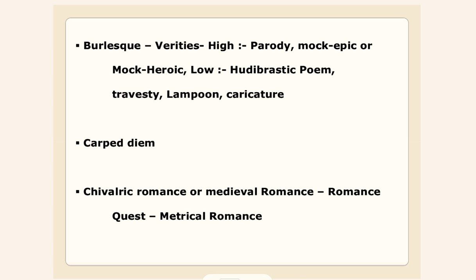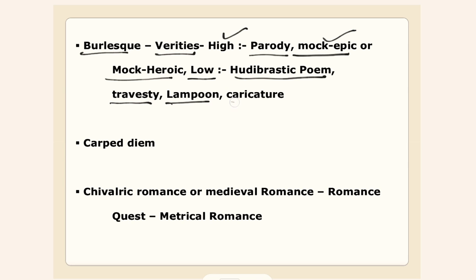And next, burlesque. Here varieties of burlesque like high, parody, mock epic. Mock epic is well known by Pope, mock heroic, low, hubristic poem, travesty, lampoon, caricature. All these terms are associated with burlesque. Next, carpe diem theme. This term is associated with metaphysical poetry.